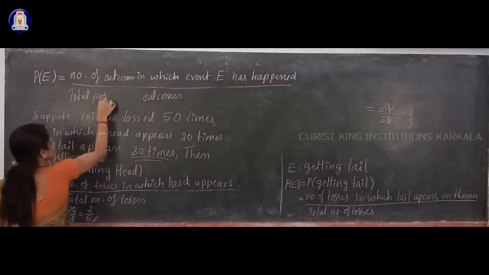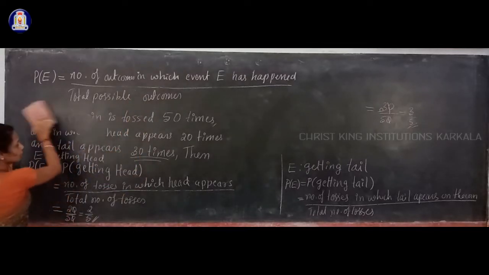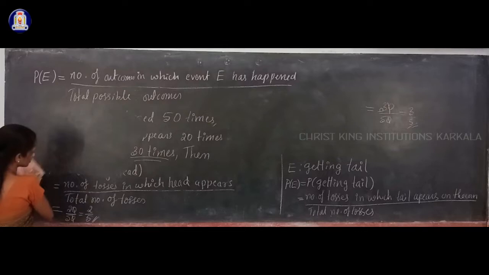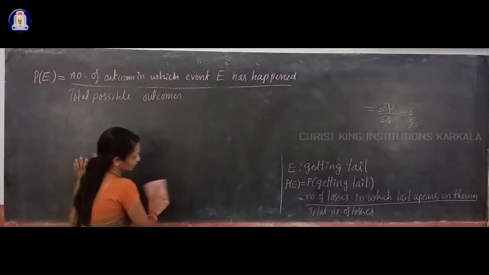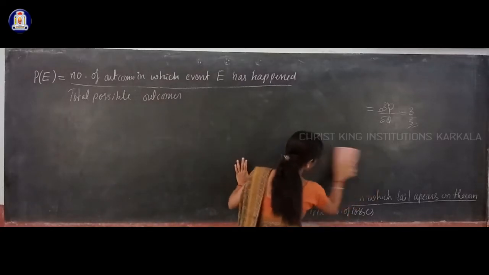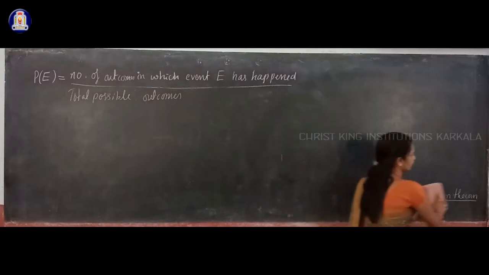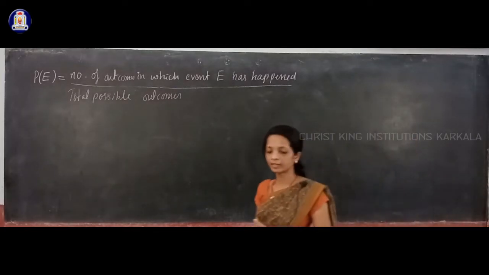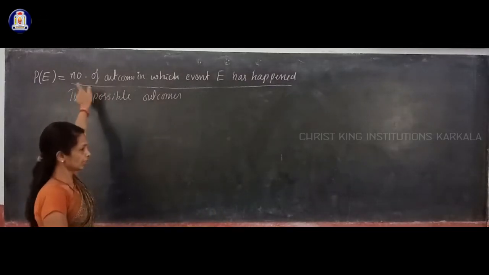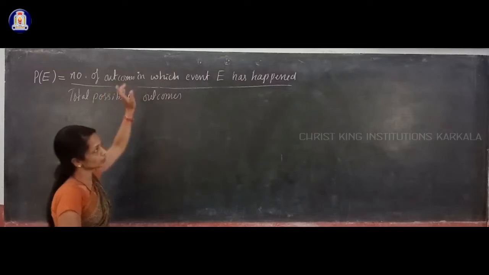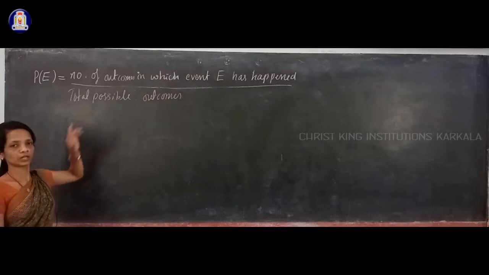Suppose you toss a coin only once, then what is the probability of getting head and the probability of getting tail? We calculate that by using this formula. When do you use this formula? If you do the experiment only once, then you have only one trial, right? Then probability of an event is equal to number of outcomes in which event E has happened, divided by total possible outcomes.